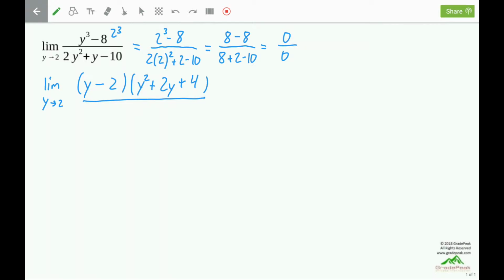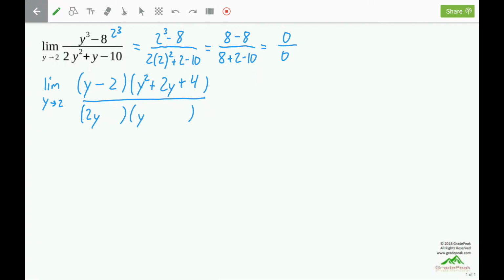In the denominator we have a trinomial quadratic. It's going to factor into a 2y and a y. We need two numbers that multiply to be a negative 10, but add after one of them is multiplied by a 2 to be a positive 1.